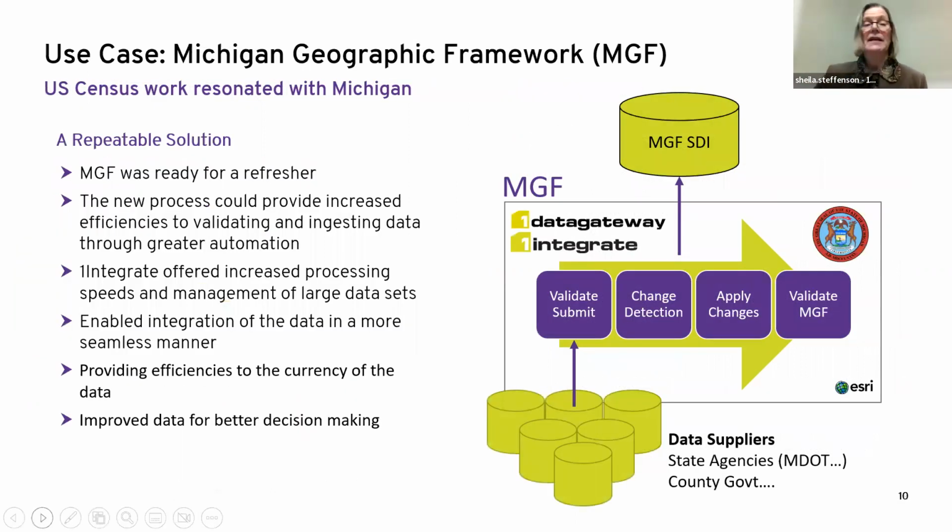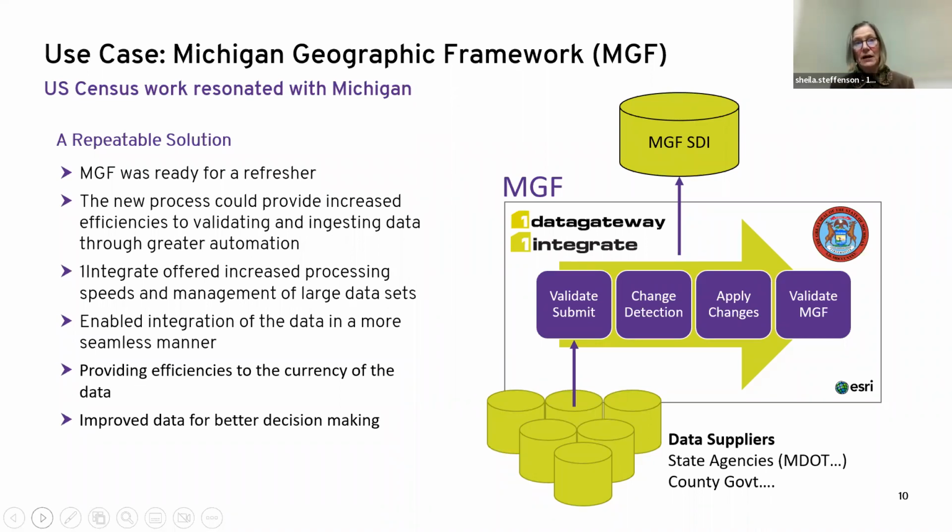So the next spatial data infrastructure example is work we have done with Michigan for their Michigan Geographic Framework. They had this spatial data infrastructure basically in place, but it had been established for a number of years, and it really needed to be modernized or needed a refresher. And so we worked with Michigan to establish the workflow.